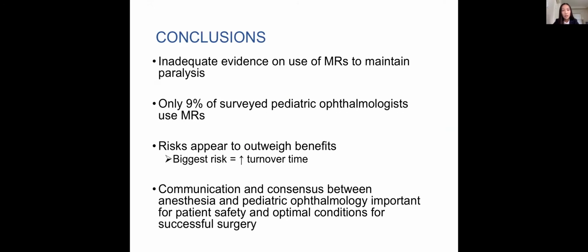In conclusion, inadequate evidence supports the use of MRs to maintain paralysis during strabismus surgery. 7 of 77 respondents used MRs mostly to facilitate accurate FDT and for ease of surgery. Drawbacks appear to outweigh benefits for most ophthalmologists, with the biggest risk being increased turnover time between surgical cases. We conclude that improved communication between anesthesiologists and pediatric ophthalmologists, as well as evidence-based data to guide practice patterns, are needed and important to ensure the best care for strabismus patients.